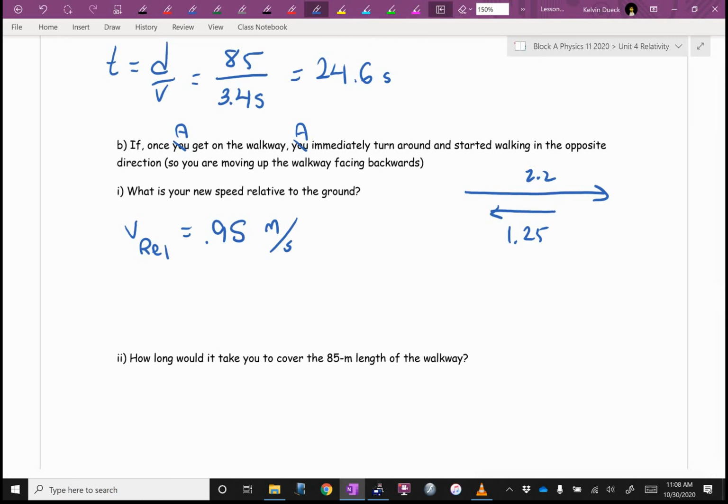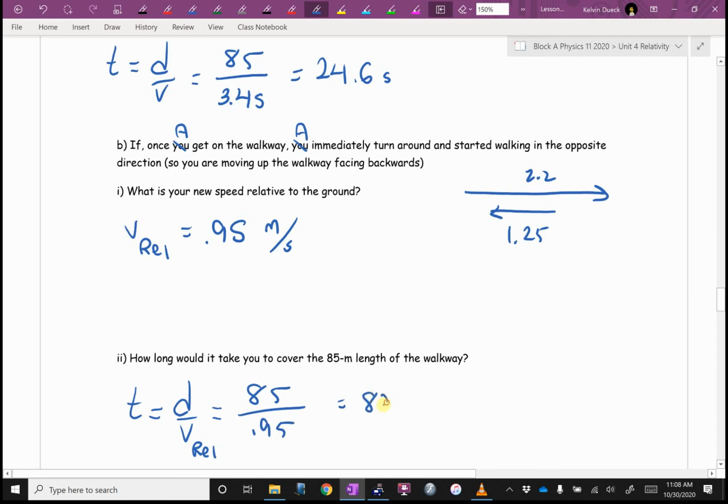How long would it take Aiden to cover the length now? So T equals D over V. It was still 85, but it's VREL, and now VREL is 0.95. 89.56. Rounded off properly? Yes. Okay. That should take like 1 minute and a half. For fun. Good physics. Okay.